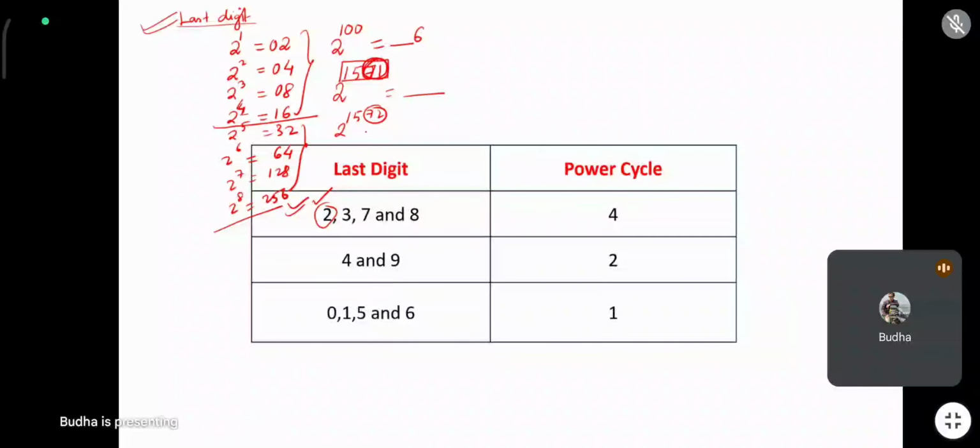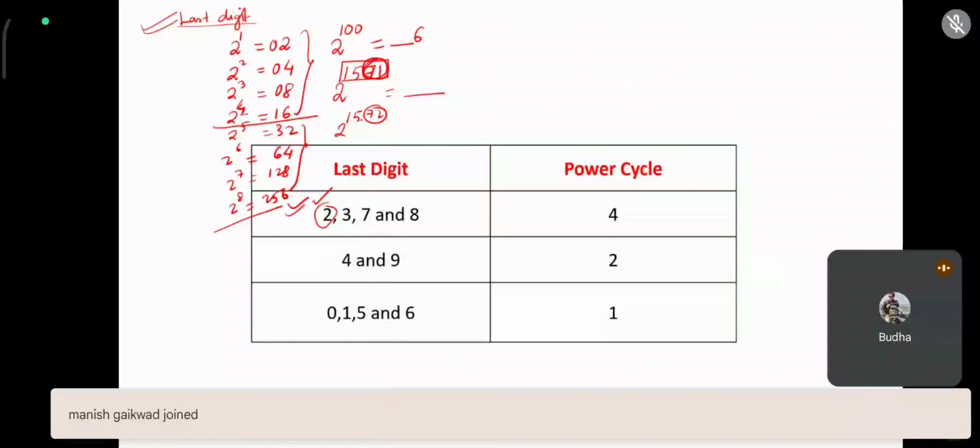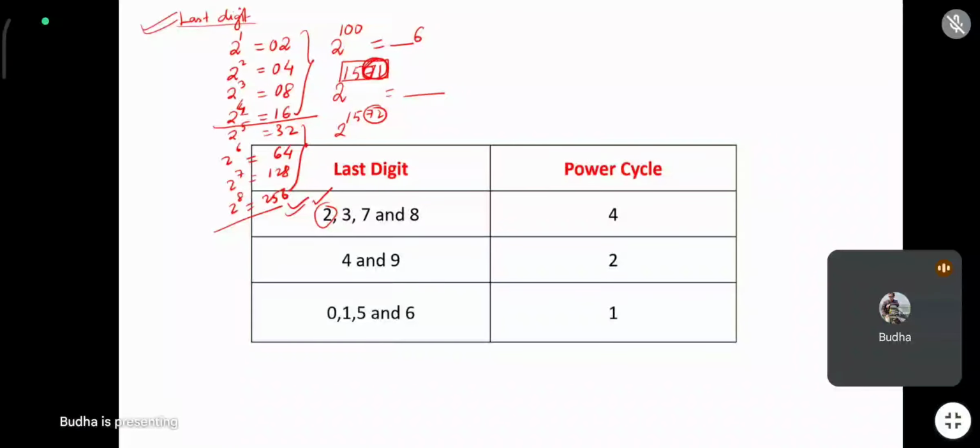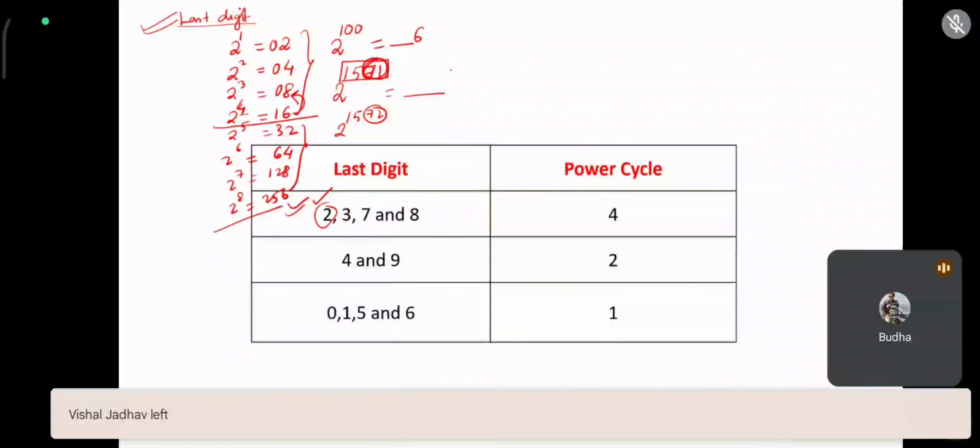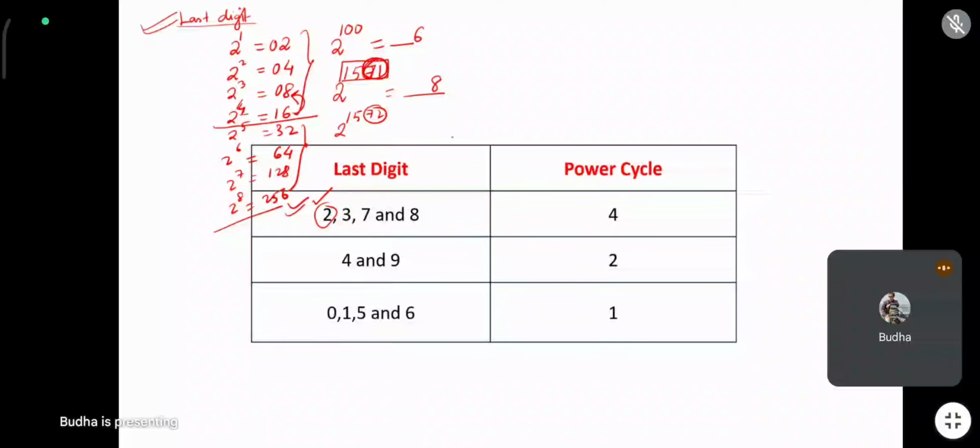Do you remember why a multiple of 4? Recall the divisibility rule of 4. If any number is divisible by 4, its last 2 digits should be divisible by 4. Means your cycle will end here. So what comes just before the cycle ends? It is 8. Now you answer this question. If somebody asks 2 raised to power 1962, can anyone tell me what will be the answer now?